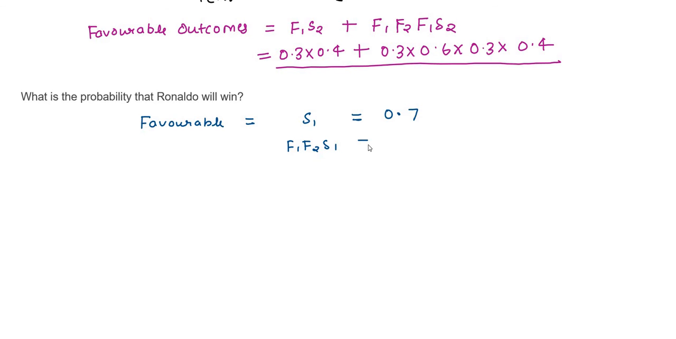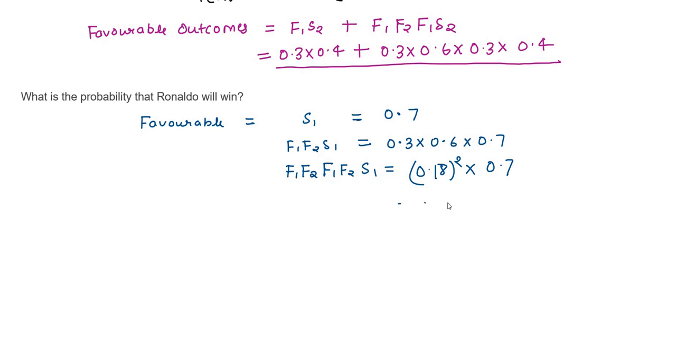and then Ronaldo wins. So both of them failed in the first round, and this is 0.3, which is the probability of Ronaldo failing, and then 0.6 of Messi failing, and then Ronaldo wins. And then the same, that both of them fail in the first two rounds, and Ronaldo wins basically in the third round. And this keeps going and going.